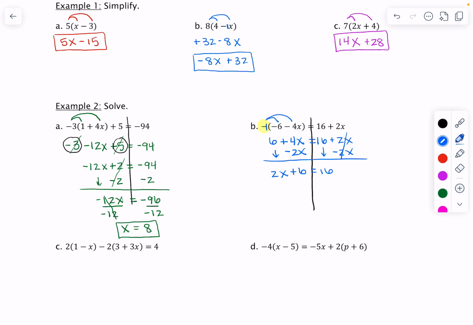I'm going to go ahead and subtract the 6 on both sides. And I get 2x equals 10. Divide both sides by 2. And I get x equals 5. Okay, so the trick there is to distribute that -1 in the beginning.